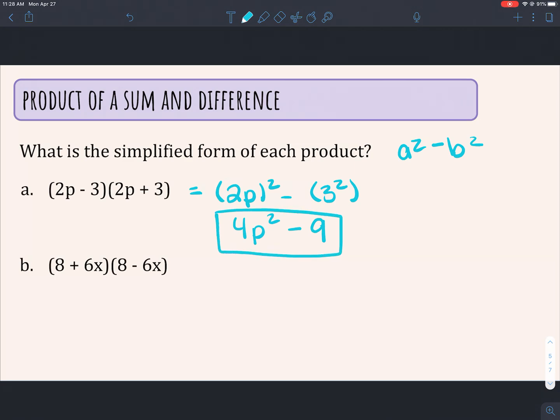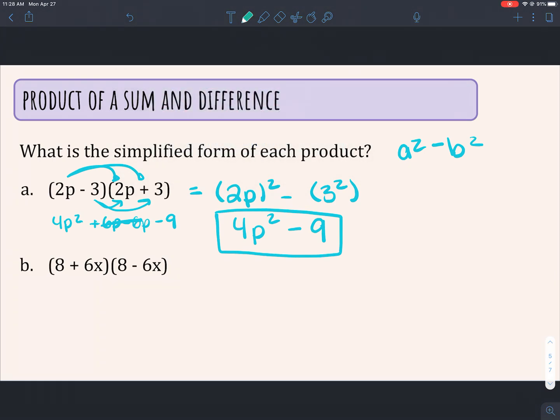Okay? And again, if I could go out and I could do this out, and if you feel comfortable doing this out, totally do it. Don't feel like you have to, but if it helps, right? So again, this would give me 4p squared. This would give me, let's see, plus 6p minus 6p minus 9. Cancels, we get the same answer.